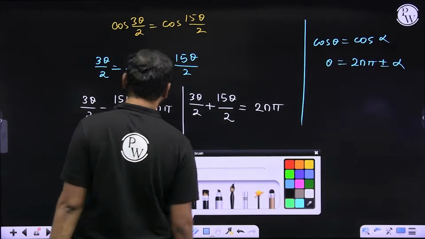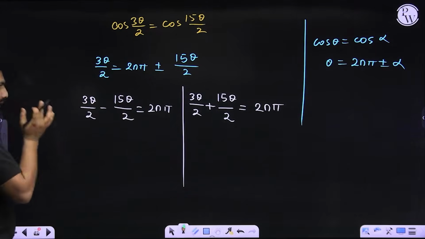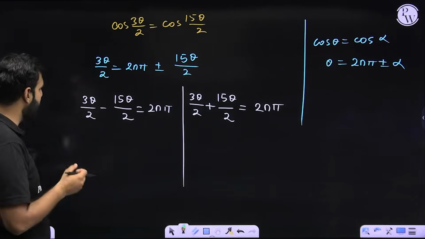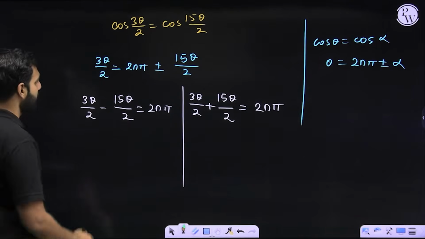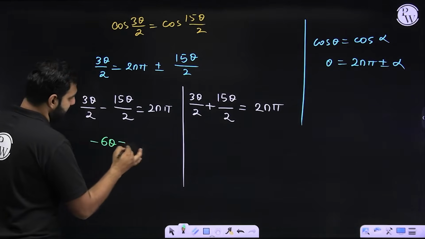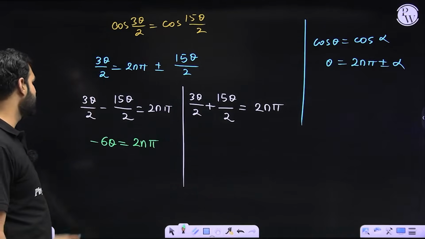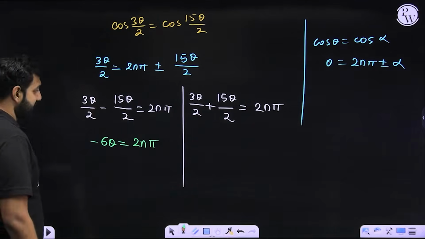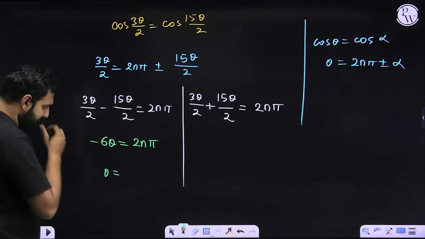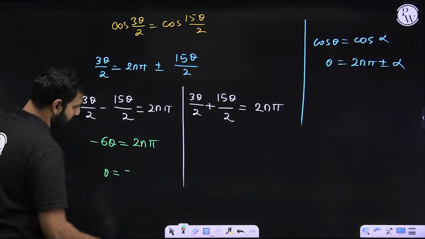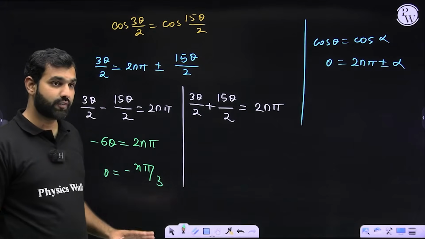Now, moving ahead and solving it further, what do I get next? 3 minus 15, it I think is how much? This is 12, I believe. 15 minus 3 is 12, and half of 12 is 6. So this is minus 6 theta. So minus 6 theta is equal to 2n pi, right? So theta should be 2n pi by 6, with a negative sign basically, so negative 2 by 6 is 1 by 3. So it should be n pi by 3. That is the general solution of theta. Did you get that part?